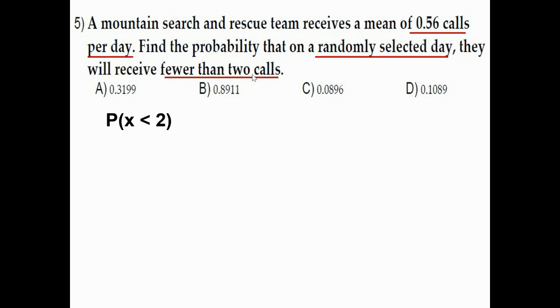Okay, so fewer than 2 calls. As an inequality, X is less than 2. Fewer than 2 translates to X less than 2. So we're looking for a range here, all right? We want the probability of 0 and 1.